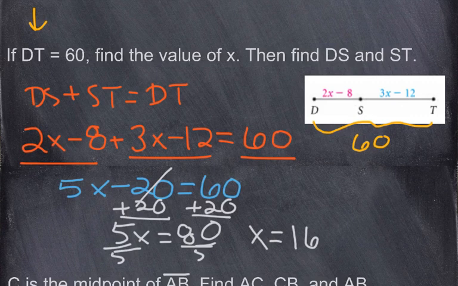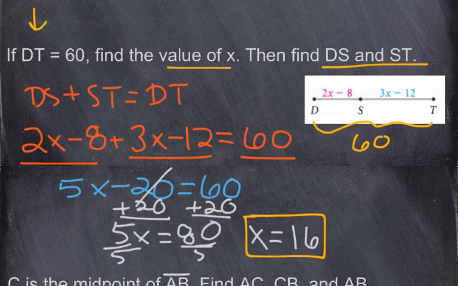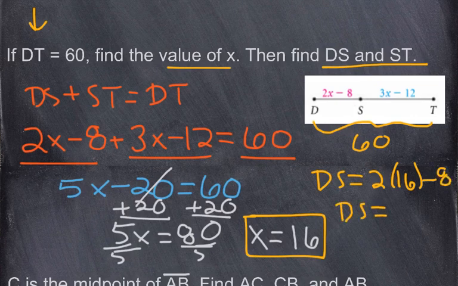Now, whenever you think you're done with the problem, what you should always do is go back and read the directions and see if you've solved for everything it asks. Because it tells us to find the value of x. X is 16, but notice we still have to do two more things. Find the length of DS and the length of ST. Well, DS is 2 times whatever x is. In this case, we found that at 16. So DS is equal to, that gives us 32 minus 8, which is 24.